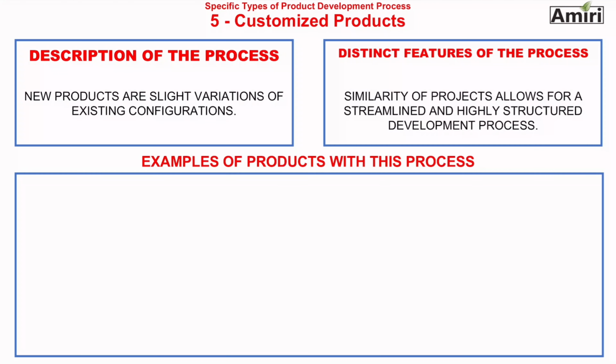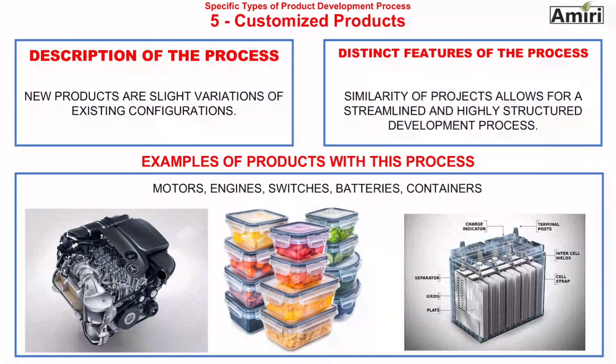Because of this similarity, the development process is highly structured and efficient because it already exists. They've already developed some similar products. Common examples are engines, switches, batteries, containers, where companies just tweak an existing design to upgrade it to meet maybe new customer needs or specific customer needs. So that's where the customization comes from. They're often tweaked to meet a specific customer market or customer needs.